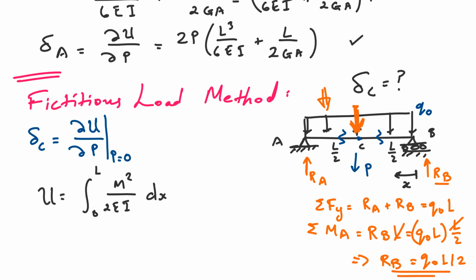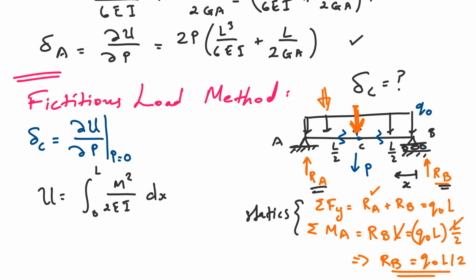And this kind of makes sense. Since RB is equal to Q naught L over 2, that means RA is equal to Q naught L over 2. And that means that both of them share the same load. And because this whole thing is symmetric, it kind of makes sense that they share the same load. And this is what I mean by determinate. Determinate means that you can solve for RA and RB purely from the statics of the situation. This is just statics, right? It's what you learned freshman year. It's just statics.